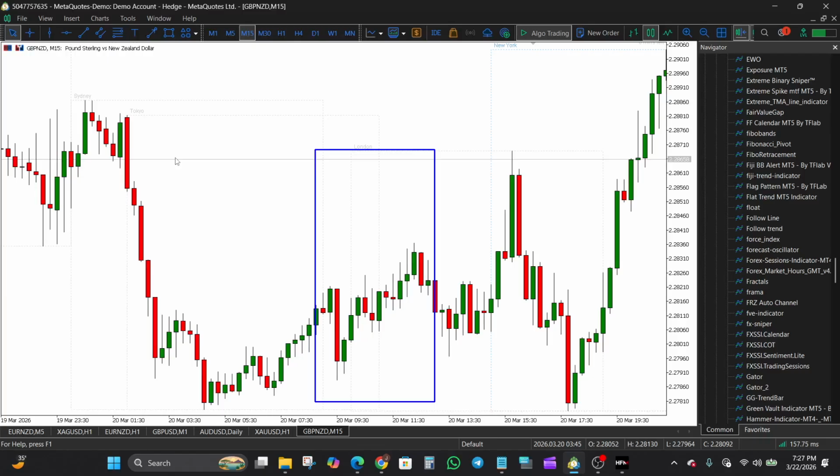Another benefit is improved discipline and consistency, right? Instead of trading randomly throughout the day, you can stick to specific sessions that match your trading plan. Overall, the FXSSI Trading Sessions Indicator helps traders understand when the market is most active, helps them align their trade with session behavior and improve timing without overcomplicating the analysis.